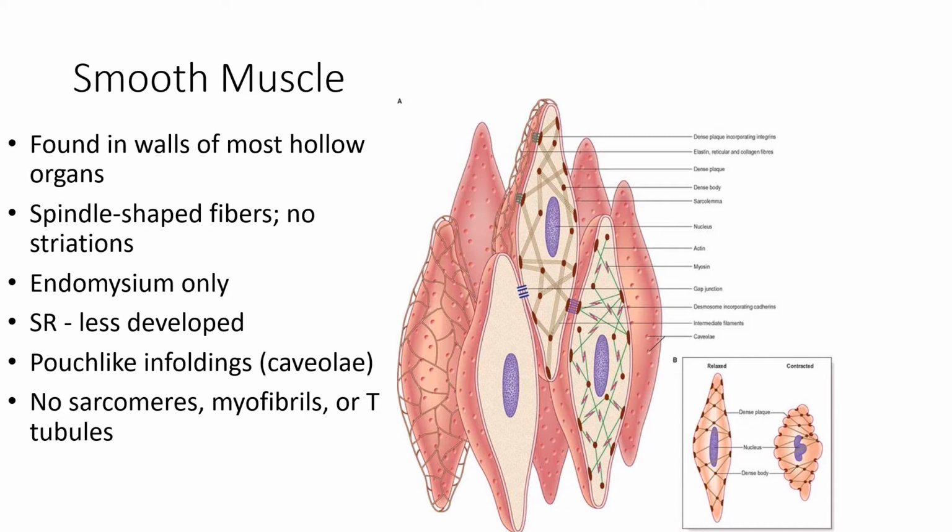The sarcoplasmic reticulum is less developed than it is in skeletal muscle, and it has pouch-like infoldings of the sarcolemma called caveolae, which hold and sequester the calcium. However, most calcium influx actually occurs from the outside of the cell, and this is a very rapid process. It also contains no sarcomeres, no myofibrils or T-tubules.